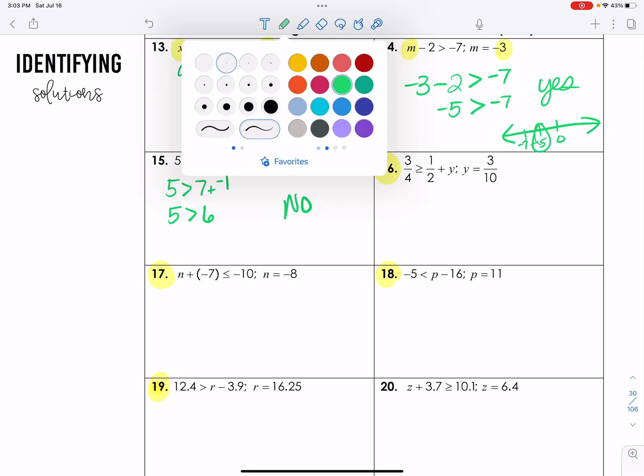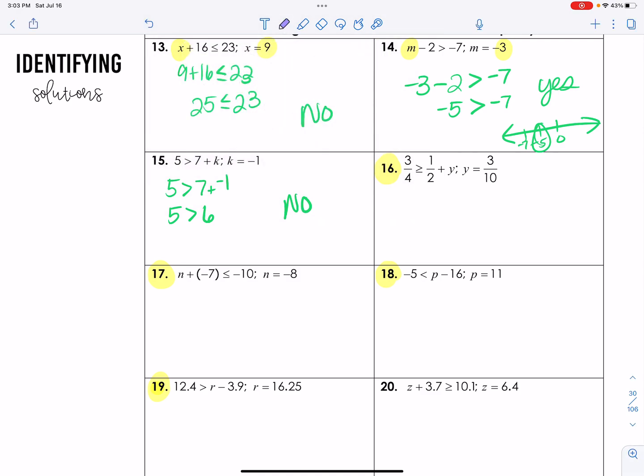All right, so on this next one, you're going to put 3/10 in for y. So 3/4 is greater than or equal to 1/2 plus 3/10. I will have to write 1/2 and 3/10 with a common denominator, and that's 20. So I'm timesing this by 10, and I'm timesing this by 2. So that ends up as 16 20ths.